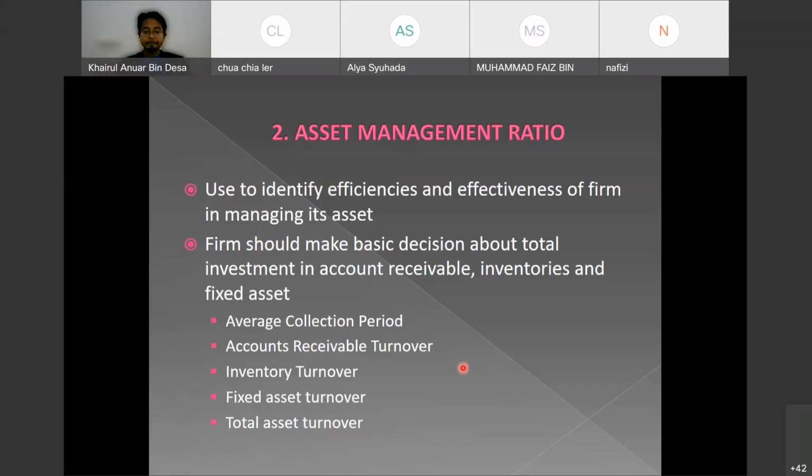Alright. Asset management ratio. Kategori number 2. Kategori yang kedua. Asset management ratio. Okay. Nisbah pengurusan aset. What is the objective? What is the purpose of asset management ratio? To identify the efficiencies and the effectiveness of firm in managing asset. Nisbah pengurusan aset ni nak mengukur kecekapan, keberkesanan syarikat menguruskan aset.